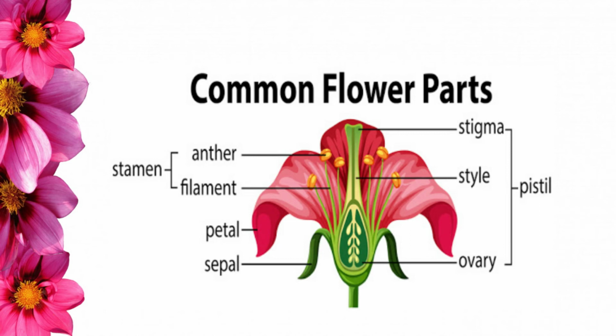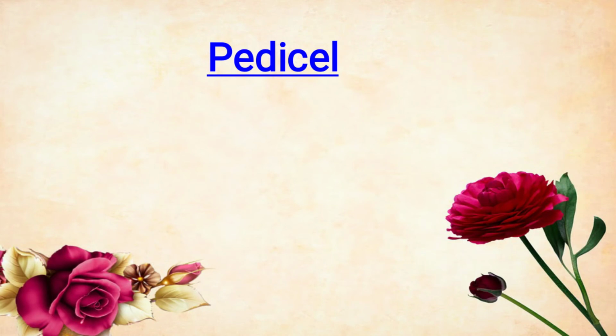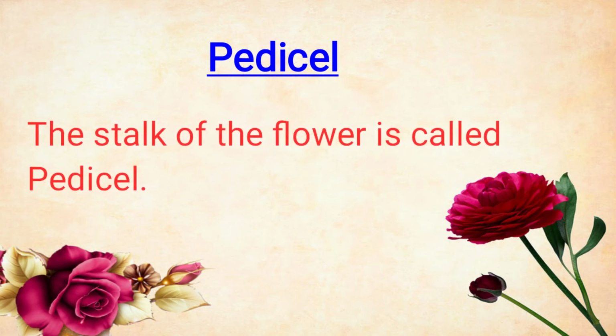Now let's see all the main parts in detail one by one. First is pedicel. You can see in this picture there is a green long stem. This is known as pedicel. The stalk of the flower, this green main stem, which we use to carry the flower, is the pedicel.